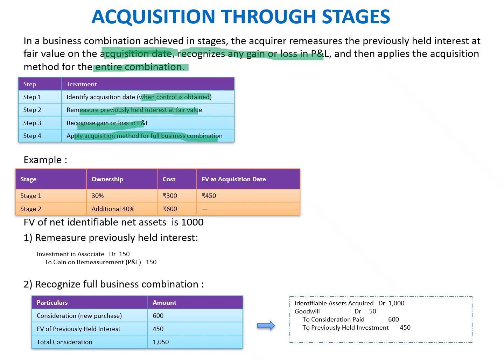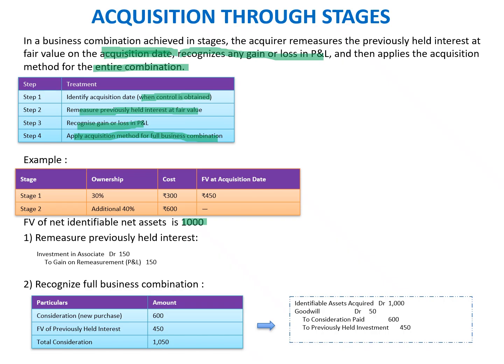So we have illustrated through an example here. Stage one is when ownership is 30% and the cost of the asset was 300, which is the carrying amount. Stage two, additional 40% of it, cost was 600. And in stage two, the fair value at the acquisition date was 450. Now the fair value of the net identifiable assets has been assumed as 1000.